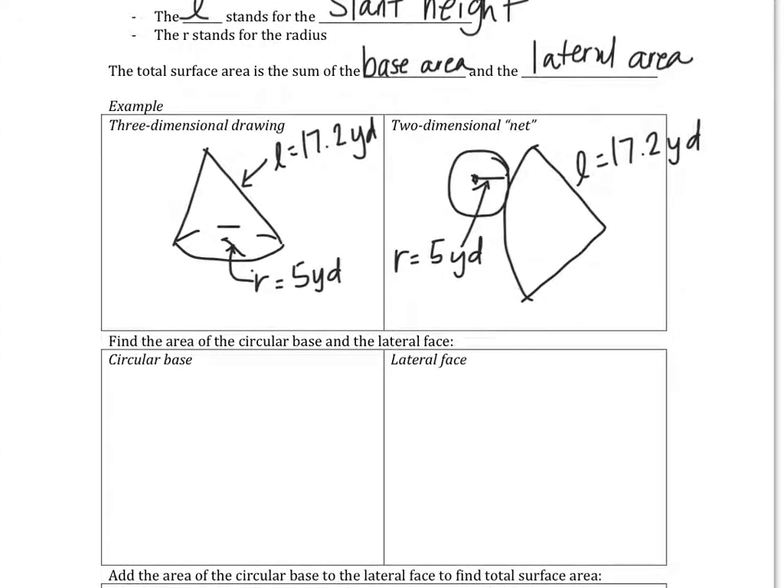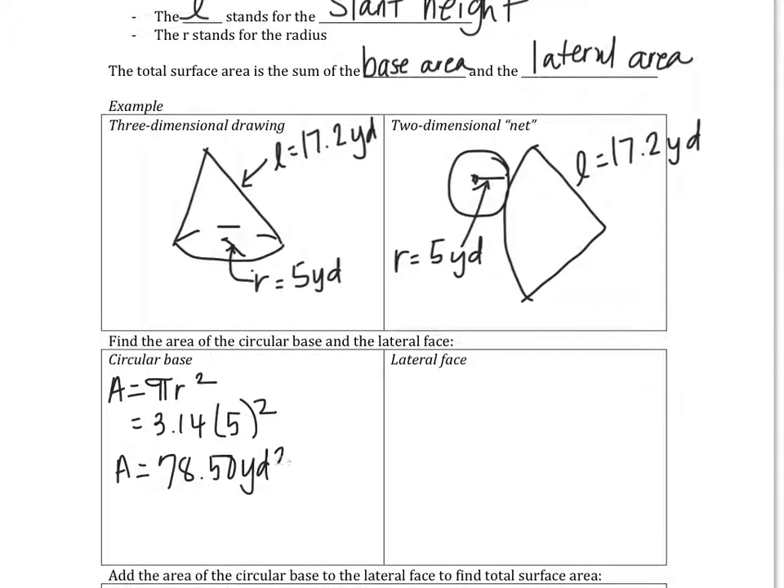First of all, we'll find the circular base, the area of that. So we know the area of a circle is pi times radius squared. So that's going to be 3.14. We know that the radius is 5, so it's going to be 5 squared. And then that is going to give us an area of 78.50 yards, and it's area, so it's squared. So that's our circular base.